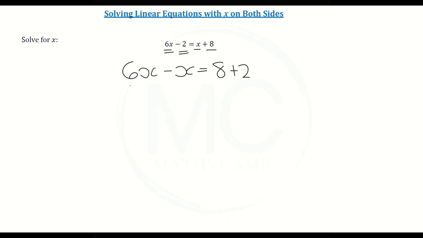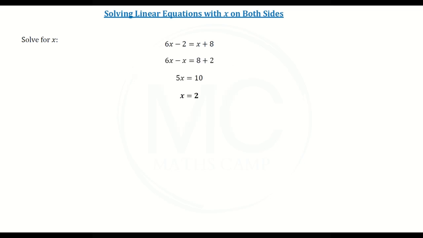Now we have 6x minus x, which gives us 5x. And on the other side of the equal sign, we have 8 plus 2, which gives us 10. Once again, we want x, so let's divide both sides by 5, and we see that x is equal to 2. Let's look at another example.